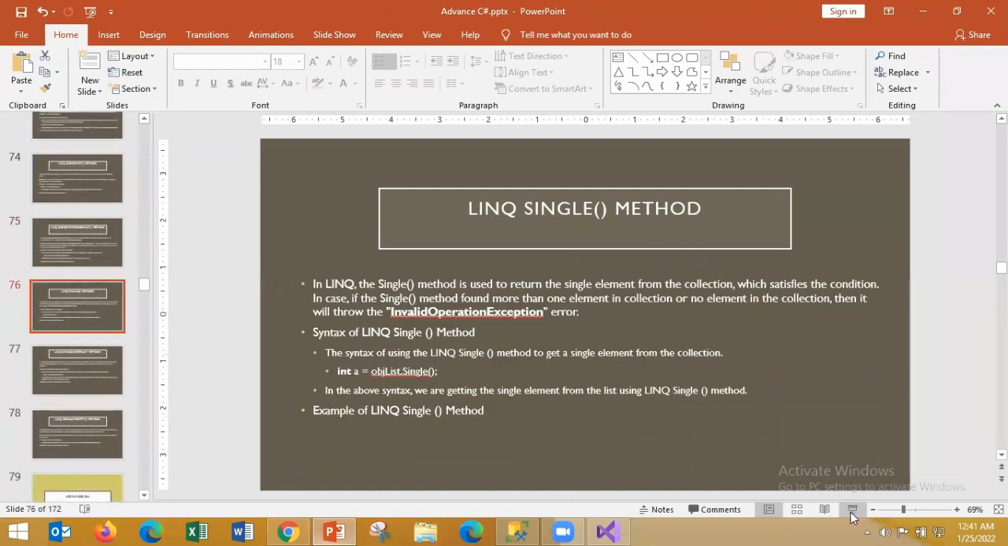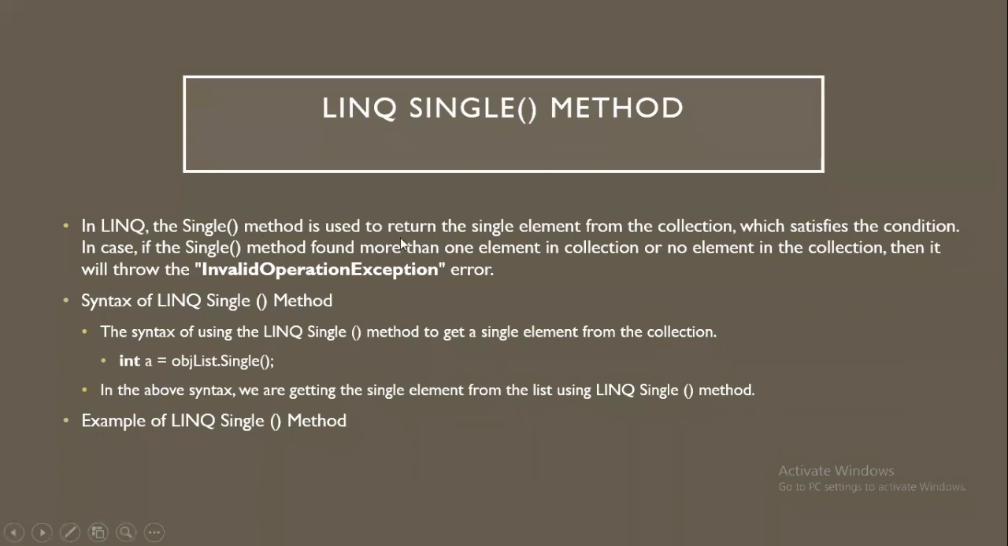Single method. The single method is used to return a single element from the collection, a single element which satisfies the condition. In case the single method finds more than one element in the collection, or no element in the collection, it will throw an invalid operation exception.